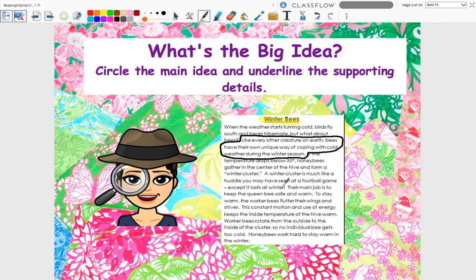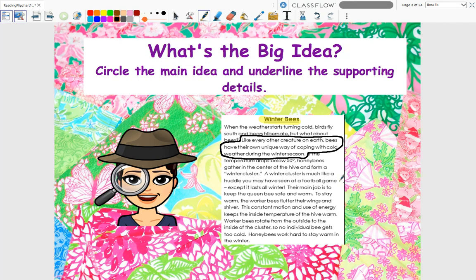And that's going to help me see that this whole passage is about how bees cope with the cold weather. Maybe you were looking down here, the final statement here, honeybees work hard to stay warm in the winter. That too would really hit home as far as our main idea. So it's about bees and staying warm in the winter. Now my details on my underline are going to be, how do they stay warm? What do they do to stay warm?